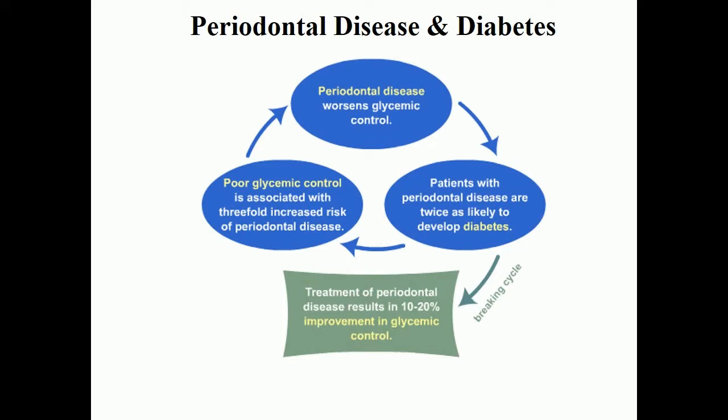A vicious cycle. Patients with periodontal disease are twice as likely to develop diabetes. Poor glycemic control is associated with a threefold increase of periodontal disease. Periodontal disease worsens glycemic control. Treatment of periodontal disease results in 10–20% improvement in glycemic control.